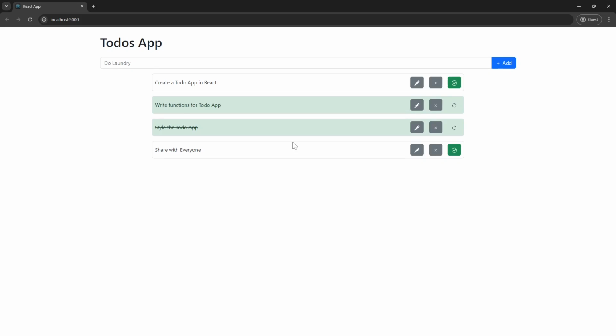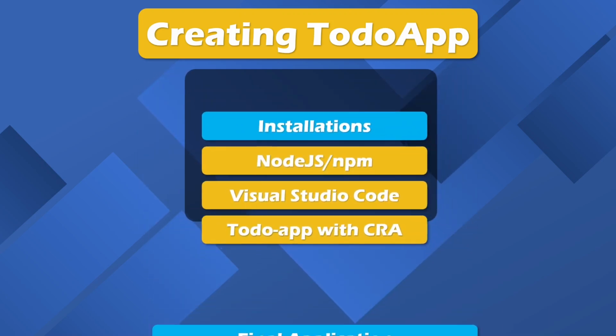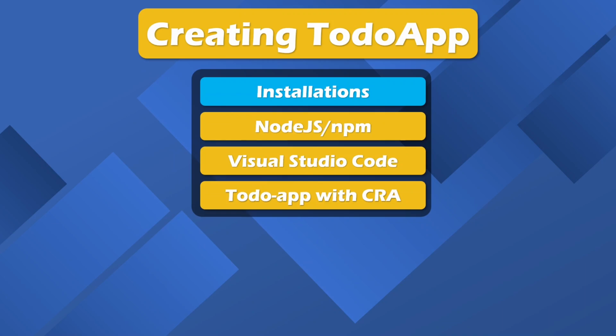Now, before we start, let's go back once. So before we start, there are certain prerequisites. First of them is we need to have Node.js installed on our machine. We also need to have Visual Studio Code installed on our machine, which we will be using to develop the application. And we should have a to-do application generated using Create React App.